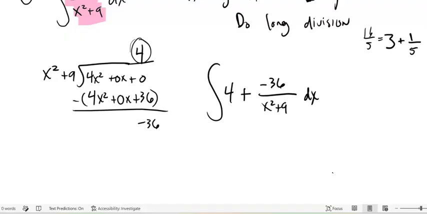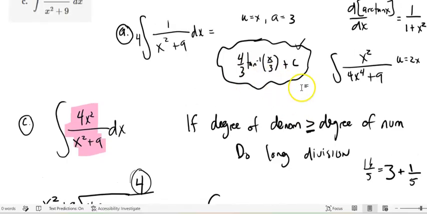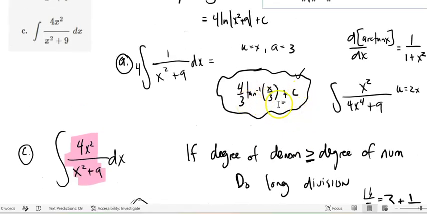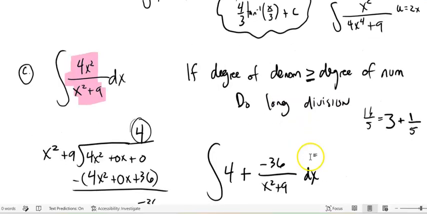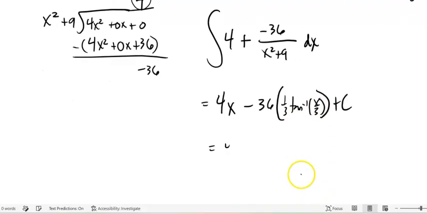All right, and now we can integrate. So I integrate that. The 4 is 4x. This we just did, so pull out the minus 36. And I believe we just did 1 over x squared plus 9 because for just the 1 over x squared plus 9 part, we got 1/3 arctangent of x over 3, before we multiply by 4. Plus C, and then we can simplify. 4x minus 12 arctangent of x over 3.